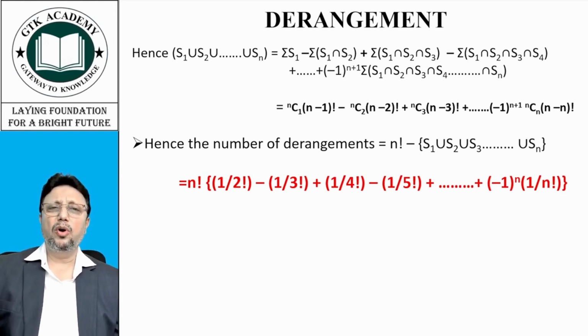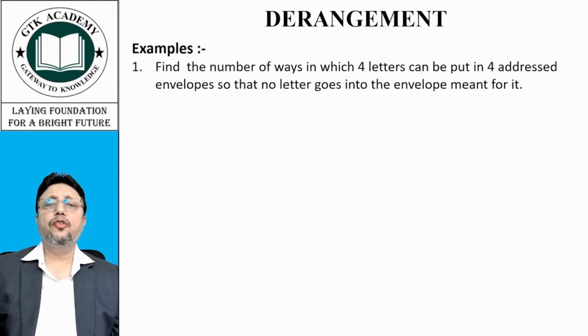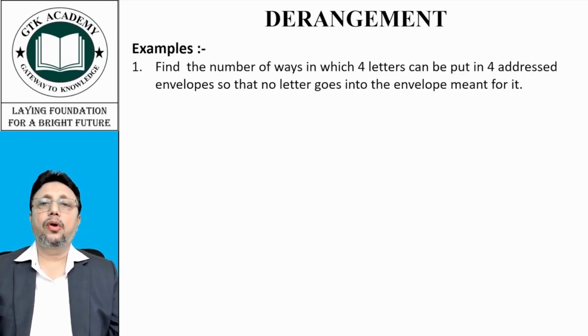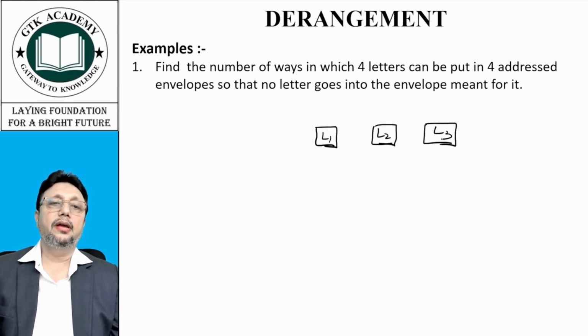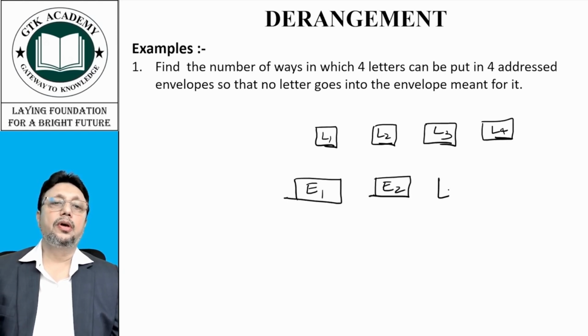Now let us do one or two questions. Find the number of ways in which 4 letters can be put in 4 addressed envelopes so that no letter goes into the envelope meant for it. That is derangement. There are 4 letters. Letter 1, letter 2, letter 3 and letter 4. Now we have 4 envelopes, E1 for L1, E2 for L2, E3 for L3, E4 for L4.